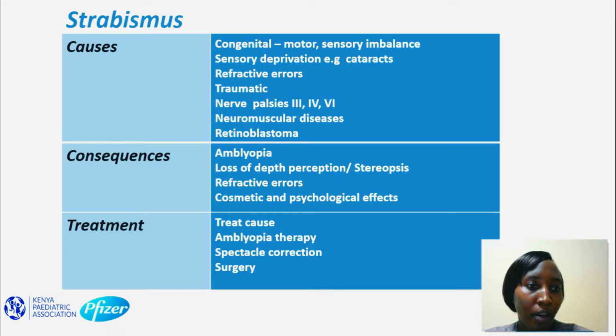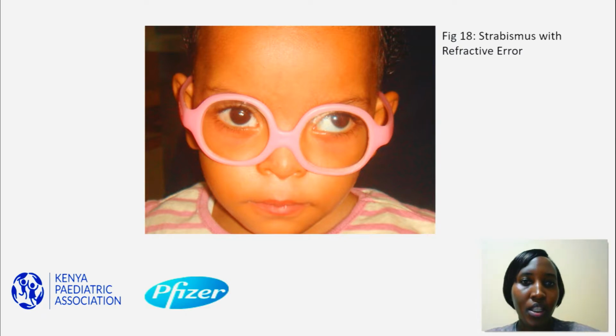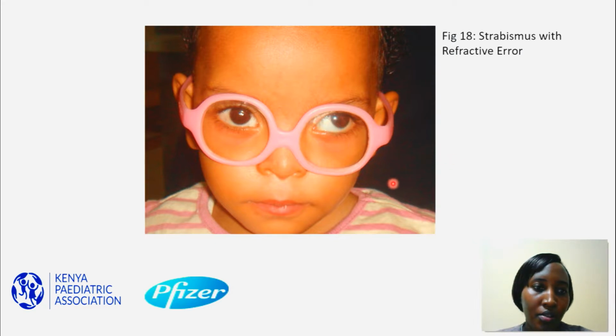So treatment of strabismus involves you treat the cause if it can be identified. The other thing is if there's any amblyopia, it must be addressed. In case of refractive errors, spectacle correction, and the definitive treatment for strabismus is surgery. So figure 18 shows a child who has strabismus. We have the outward deviation of the left eye as shown in the picture, and this child also has refractive error.